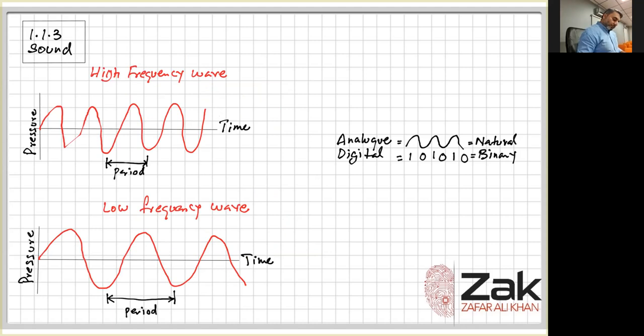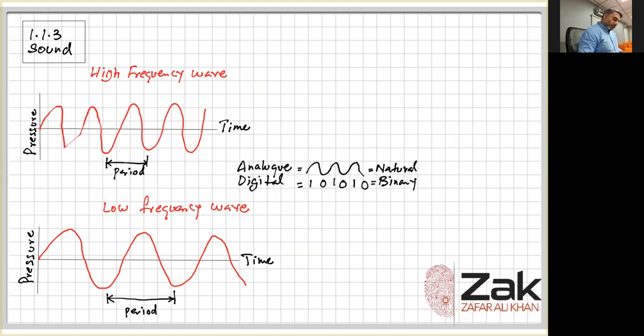Digital is binary, and natural is continuous, whereas digital is discrete. So what I'm trying to tell over here is analog and digital are two different worlds, and we have to have a way to actually have a conversion between them.